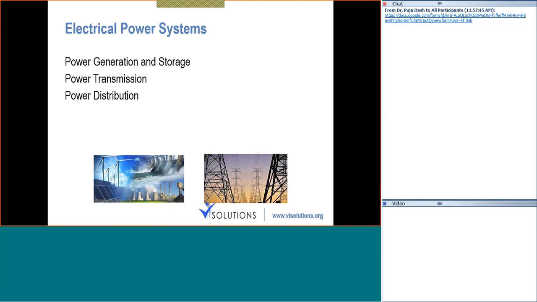Power transmission carries the power throughout the country and sometimes across countries. And then after that, you distribute the power to different locations, for different types of consumers. It could be an industrial consumer, it could be a small industry, or it could be residential.